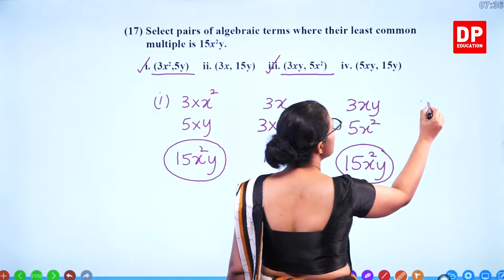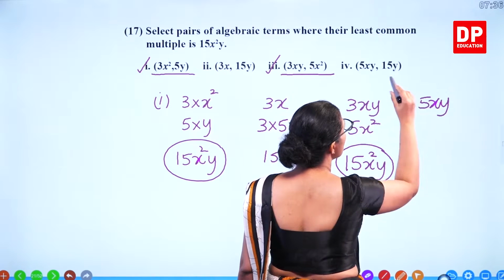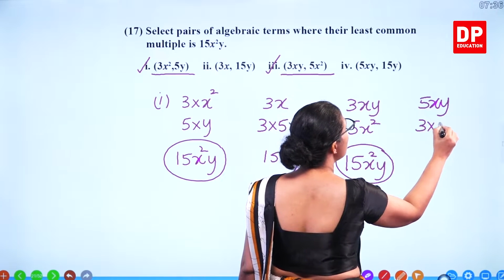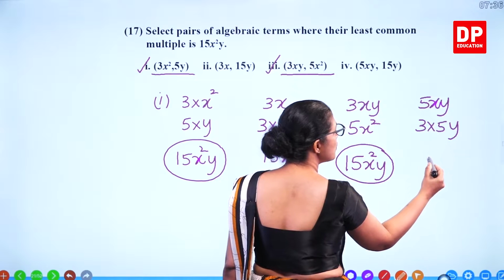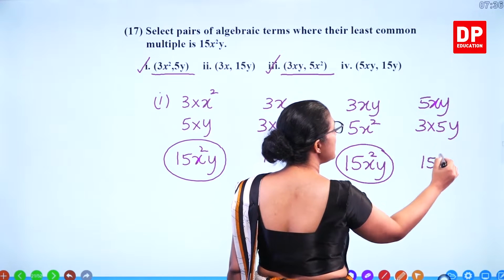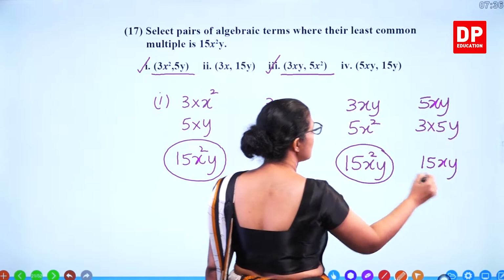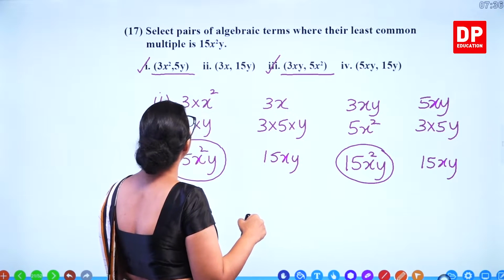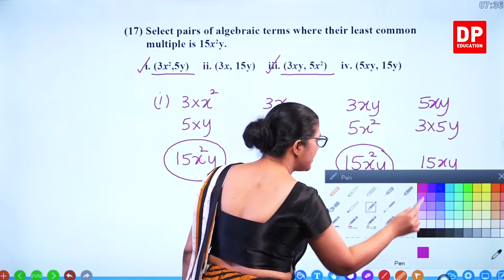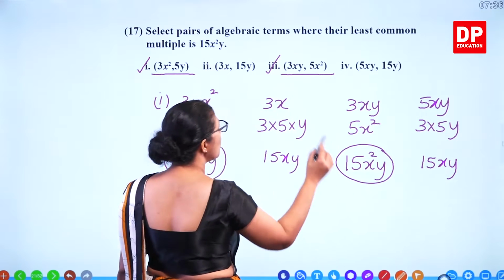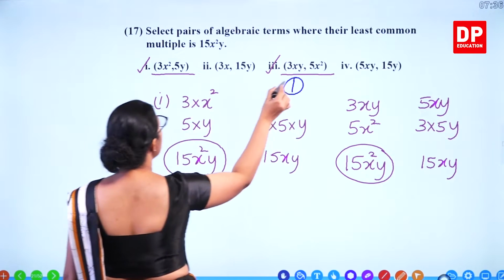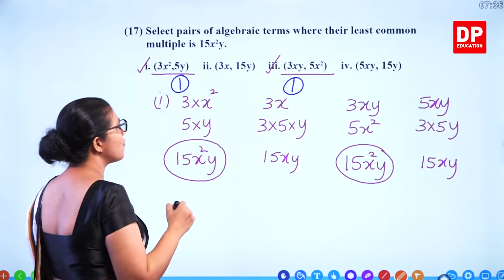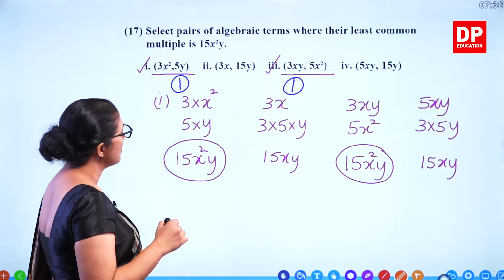This one, 5xy, 15 means 3 times 5y. So when you take the highest power, you get 15 xy. So that's not the same. So only 1 and 3. So 1 mark for identifying this and 1 mark for this part.